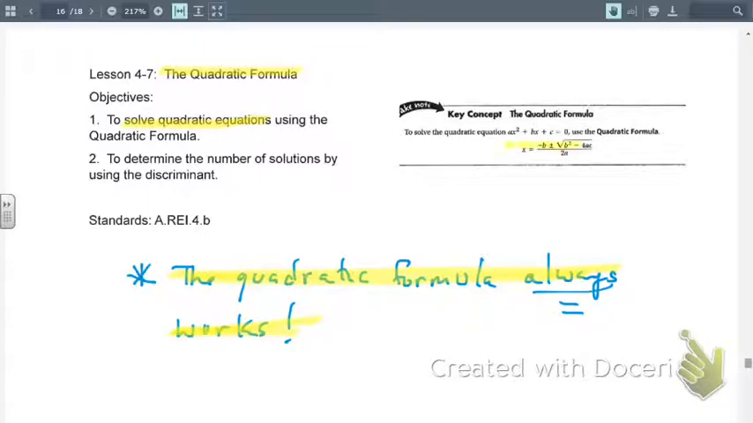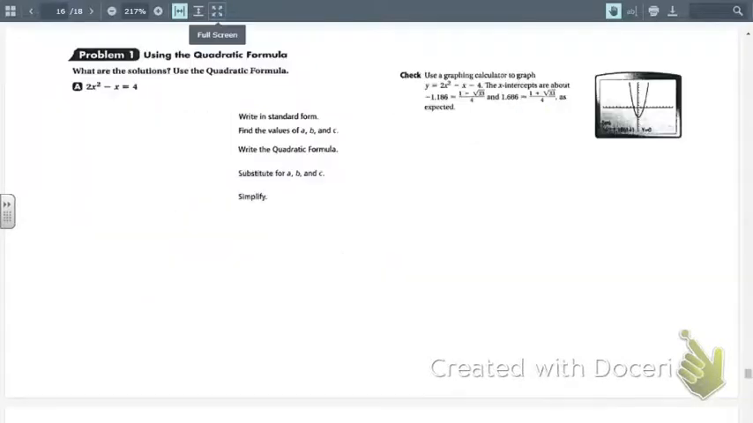And then here's what it is right over here. You've got to memorize this. So it's x equals negative b plus or minus the square root of b squared minus 4ac, all over 2a. So let's jump in with problem 1. Using the quadratic formula, what are the solutions?